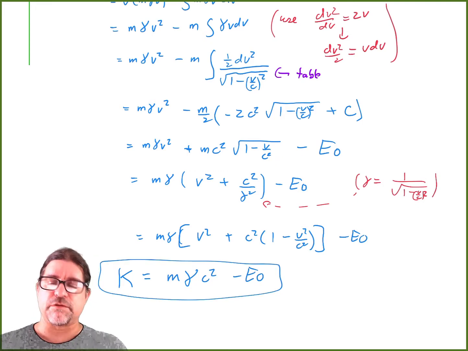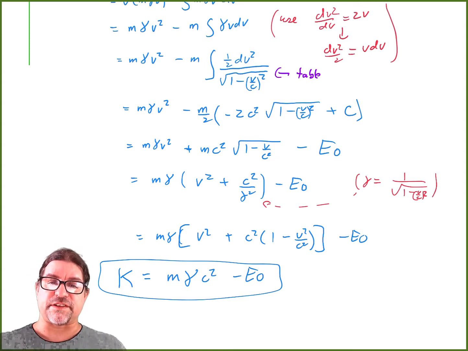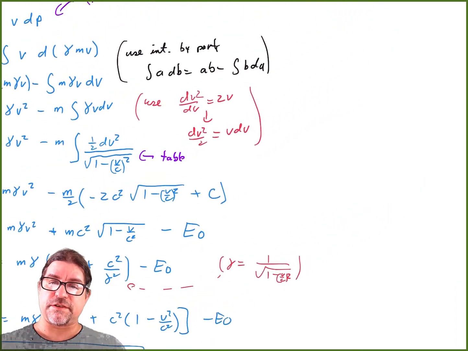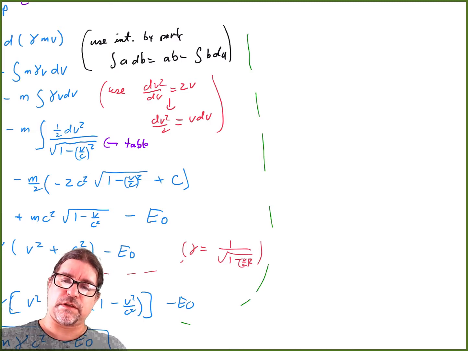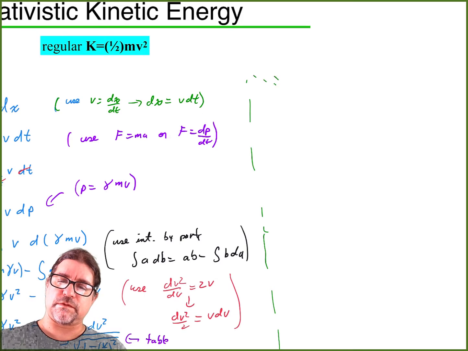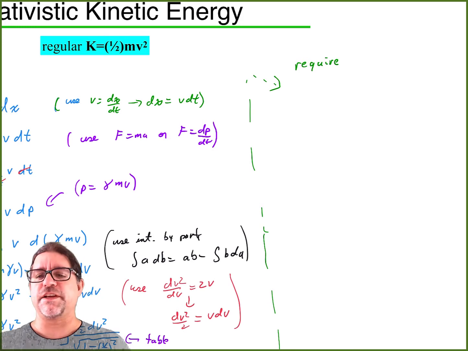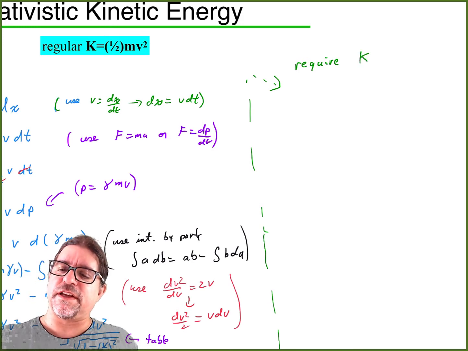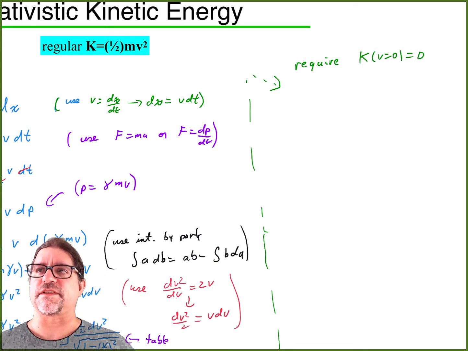Well, we're going to make a requirement. What should the kinetic energy of a particle be when it's at rest? Well, when it's at rest, we expect its kinetic energy to be 0, right? So let's bring it up here. I'm going to go back up here. So we're going to require that the kinetic energy is 0 at v equals 0. That seems like a reasonable thing, right? That kinetic energy at v equals 0 is equal to 0. That seems like something we should ask.